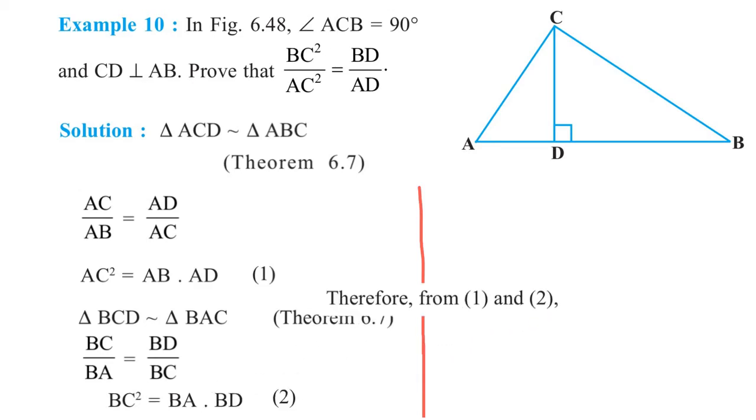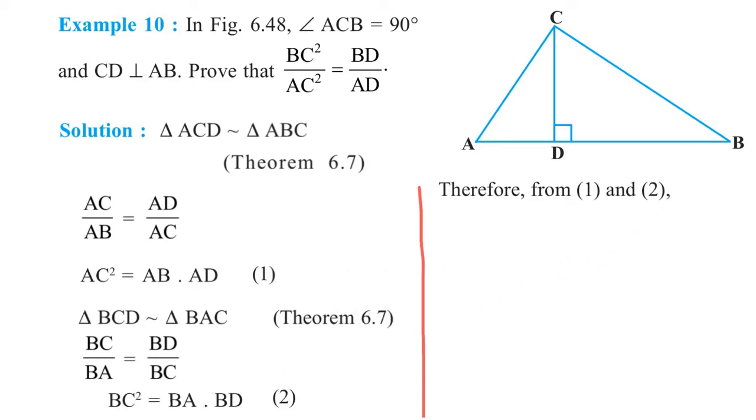So from equation 1 and equation 2, we need BC squared over AC squared, because the question says prove that. So what do we get? BC squared over AC squared equals BA times BD over AB times AD. BD and AD stay, and BA and AB are the same thing, the same length. So that is nothing but BD over AD, hence proved.